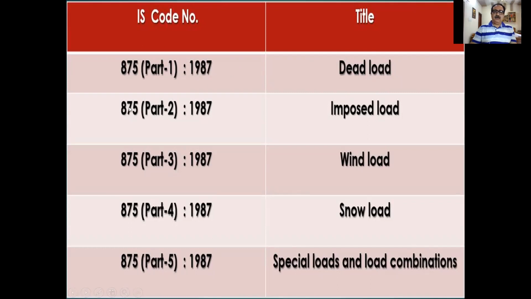Part 2 of 875 is the imposed loads. All the live loads have been covered in this particular part of the code. Similarly, IS 875 Part 3 gives the guidelines for wind load, Part 4 snow load, and Part 5 the special loads and load combinations. So this IS 875 code helps in deciding and calculating all the types of loads which are coming over the building for the design of RCC members.